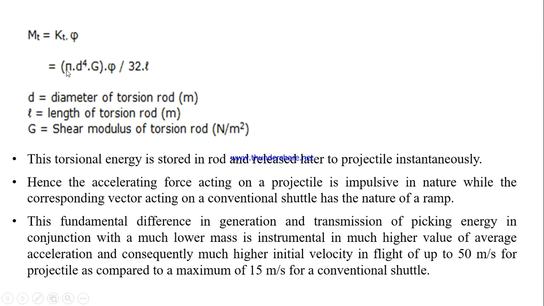Where kT can be replaced with pi d to the power 4 g divided by 32L, and that is multiplied with phi, where d is the diameter of the torsion rod in meter, L is the length of the torsion rod in meter, and g is the shear modulus of the torsion rod in Newton per meter square. So by this formula you can calculate the torsional energy which is stored in the rod, and that is released later on for the projectile propulsion. There will be the instantaneous release of this much energy for the projectile propulsion.